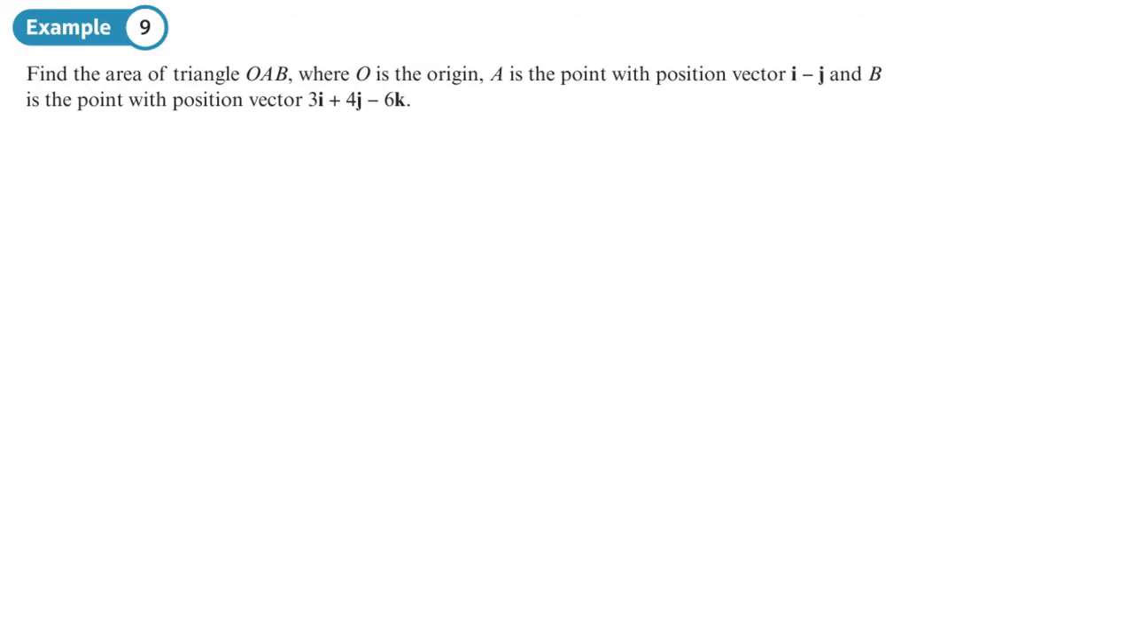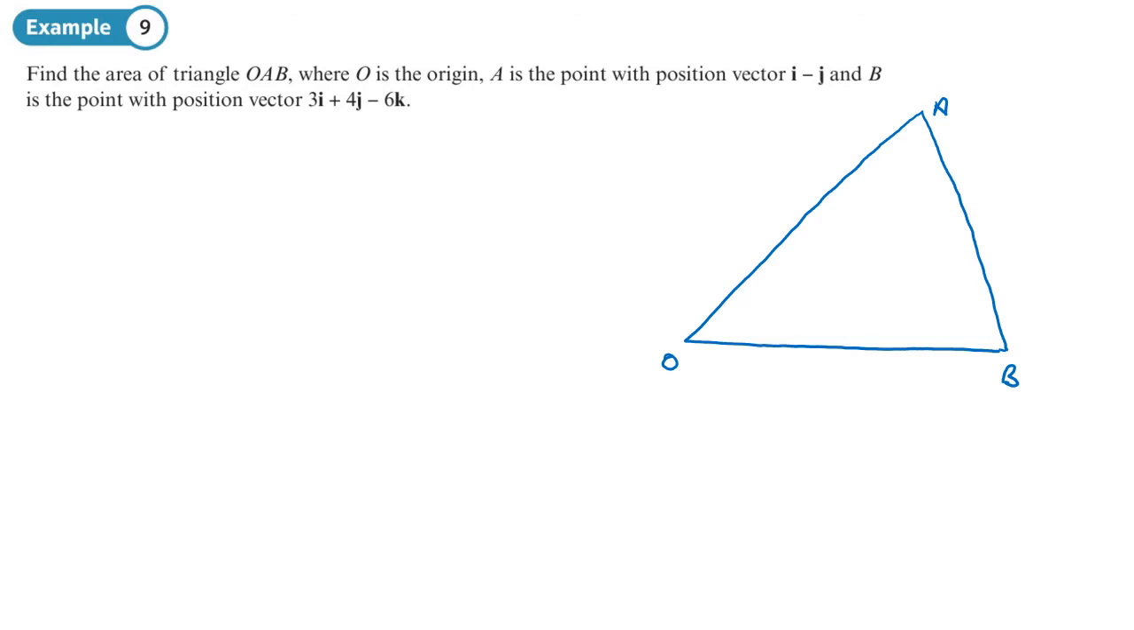Right, I'm going to find the area of a triangle OAB, where O is the origin, and we have points A and B. Now, it's not necessary to draw a diagram, but I like drawing diagrams. Just means that I can be sure I'm doing exactly the right thing. These are relative to the origin. So to get from O to A, it's i minus j. So this is i minus j. And B has position 3i plus 4j minus 6k.